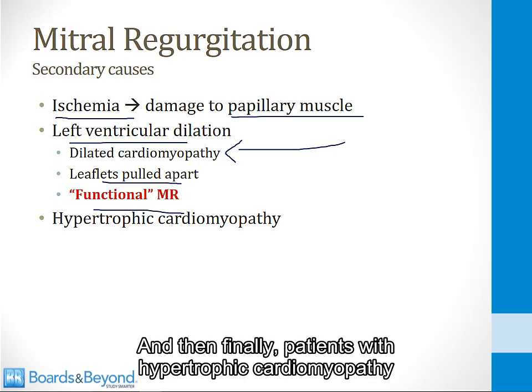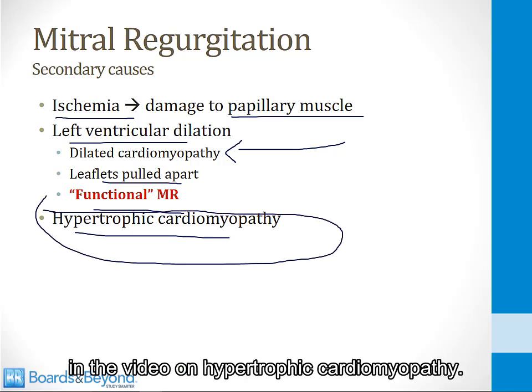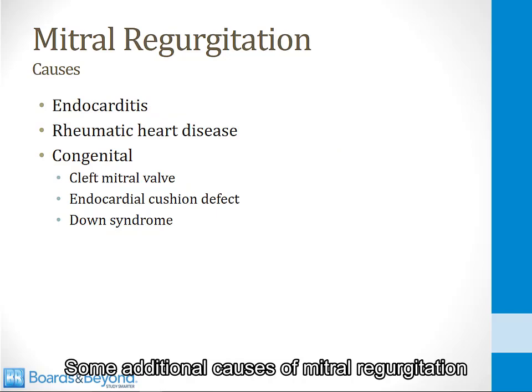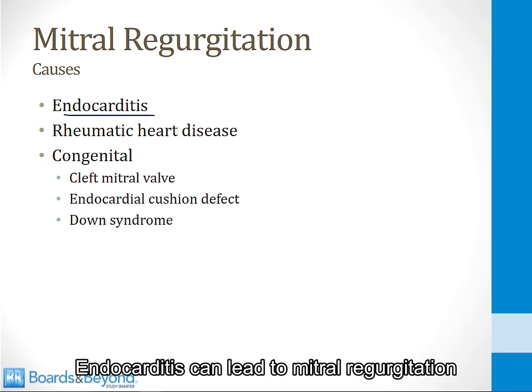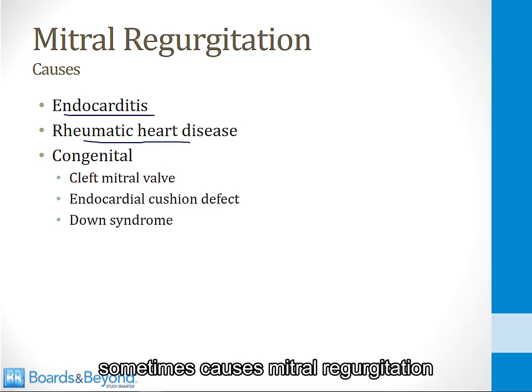And then finally, patients with hypertrophic cardiomyopathy often develop mitral regurgitation, and I talk about this in the video on hypertrophic cardiomyopathy. Some additional causes of mitral regurgitation are shown on this slide. Endocarditis can lead to mitral regurgitation just like it can lead to regurgitation of any valve. Rheumatic heart disease sometimes causes mitral regurgitation in addition to mitral stenosis.